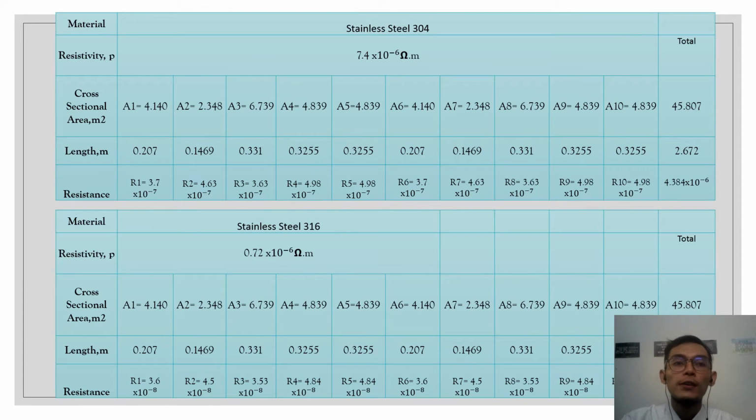The purpose of calculating resistance for the jig is we want to know which material gives the least resistance to the current to flow on the jig.